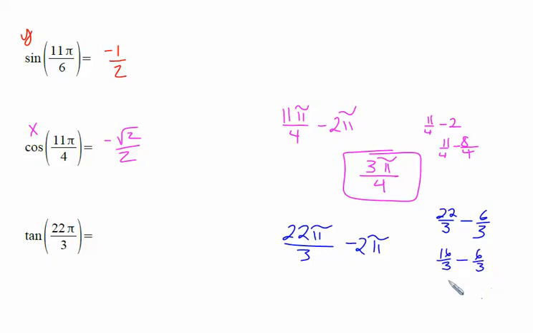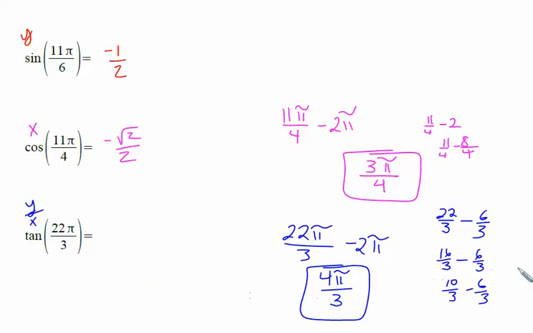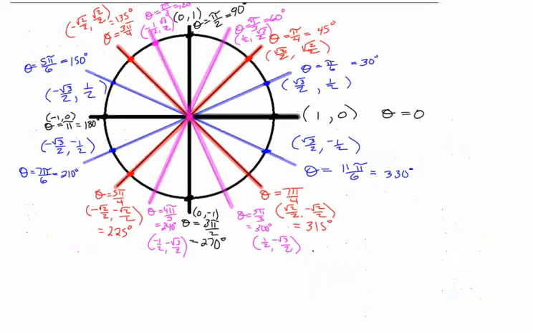Subtract another 6 thirds and it's going to be 10 thirds. That's still not on the unit circle. Subtract another 6 thirds and we would get 4 thirds. So this is going to be 4 pi over 3, and that will be on the unit circle. Before we transition to look at the unit circle, please be mindful that tangent is the y-coordinate divided by the x-coordinate. So we're going to go to the unit circle.